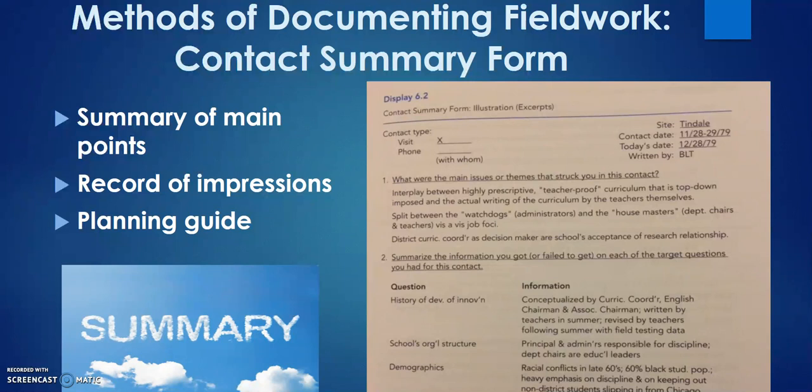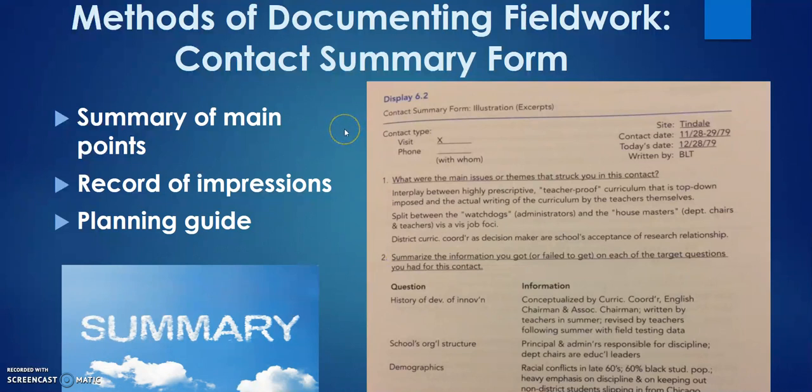Method number 2 is the contact summary form. The contact summary form is a summary of the main points made with a specific contact. It serves as a record of the researcher's reflections and impressions. It can also be used as a guide to help plan for the next contact, as a tool to help coordinate the efforts of a study where there are multiple field workers, and also as a method to develop new codes or revise existing ones.